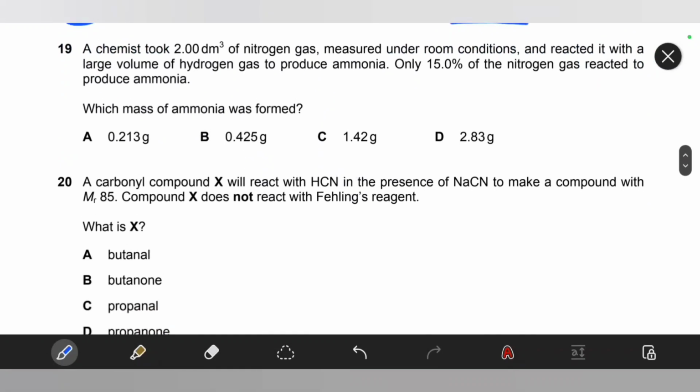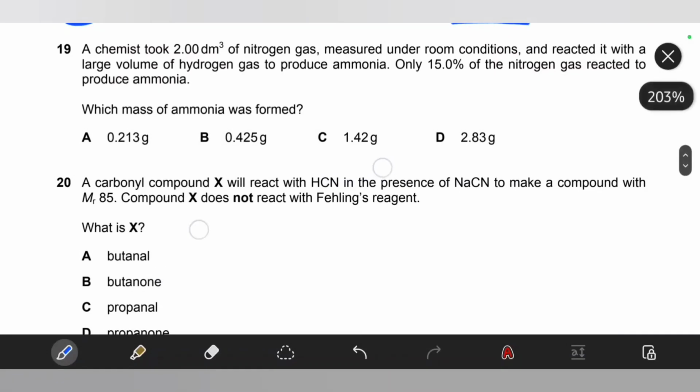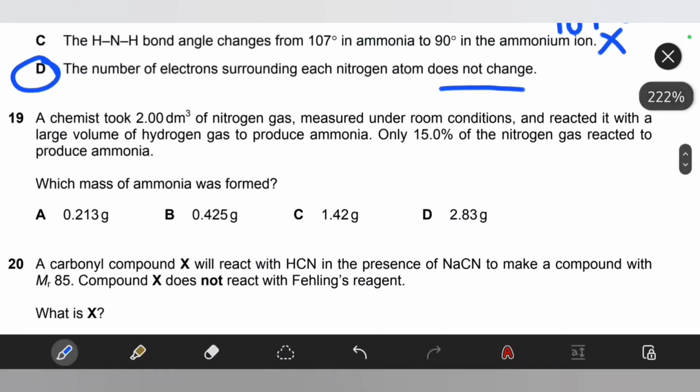A chemist took 2 dm cube of nitrogen gas measured under room conditions and reacted it with a large volume of hydrogen gas to produce ammonia. Only 15% of nitrogen gas reacted to produce ammonia. Which mass of ammonia was formed?